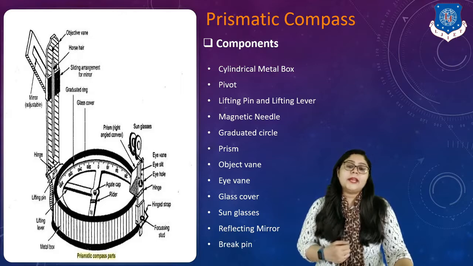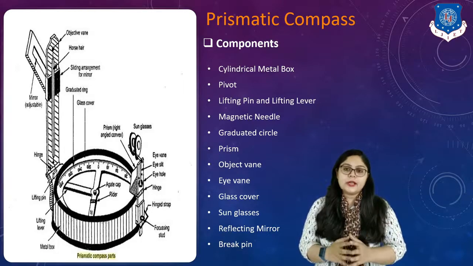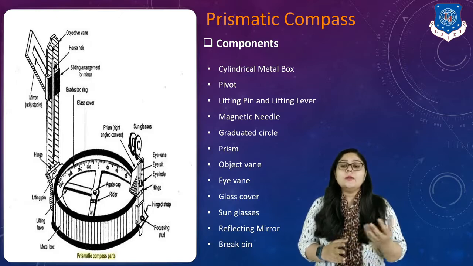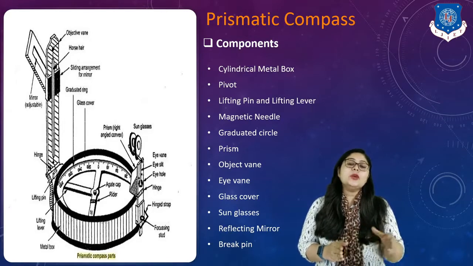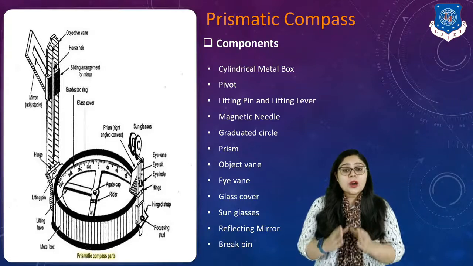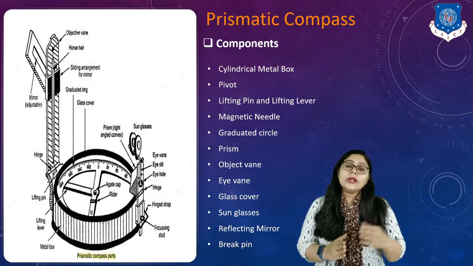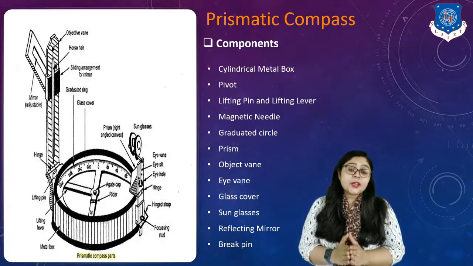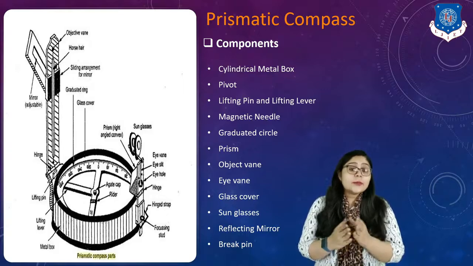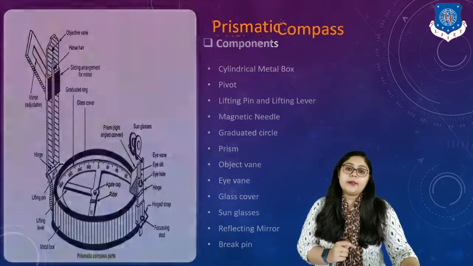Last is the breaking pin. These are again used to break the movement of the needle, right? So that we can make our operation or reading process smooth and efficient. So these are all the components that one should know before going to the field while we go for the compass survey, specifically when we use the prismatic compass, right? So this is all about the prismatic compass.